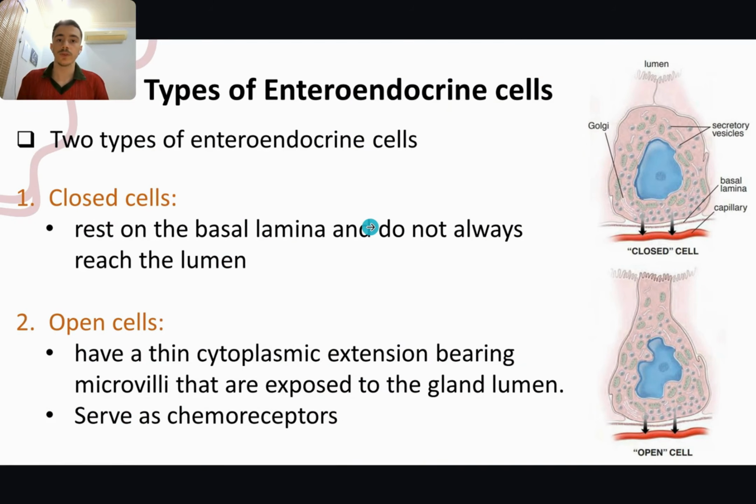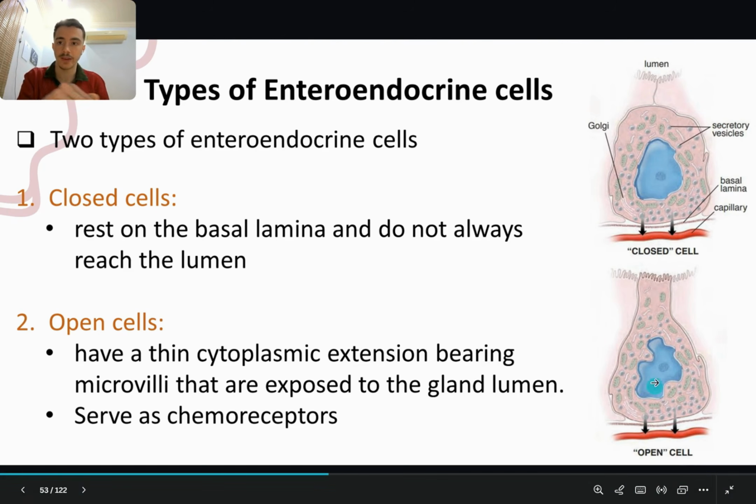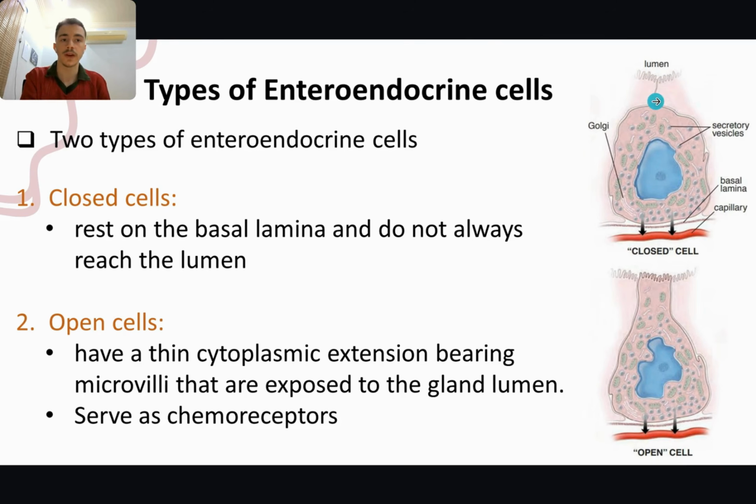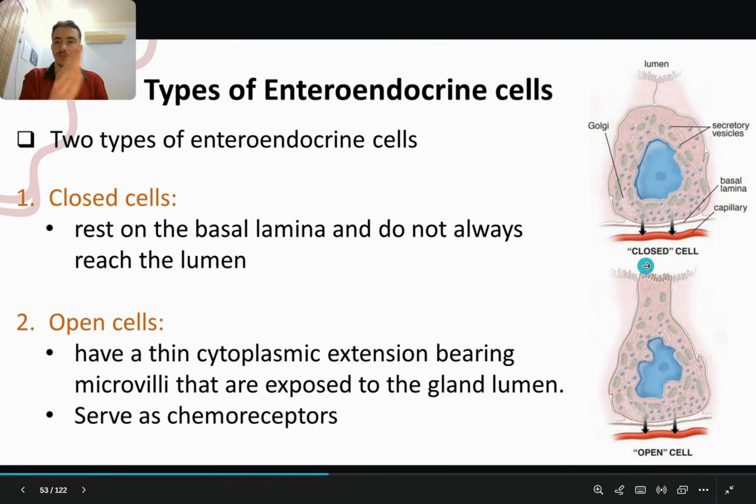Okay, types of endocrine cells. We have two types. It's very easy: closed and open. Both of them rest on the basement membrane. But one of them is not reaching the lumen, so we call it closed. The other one is open because it's opening to the lumen.